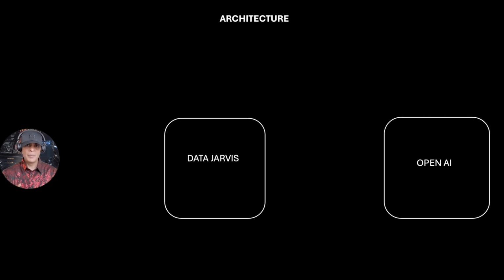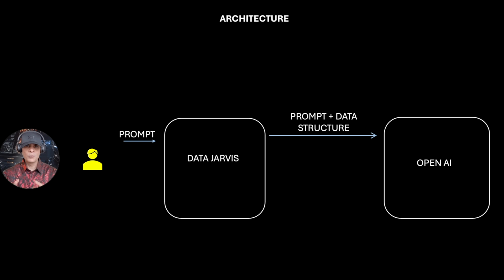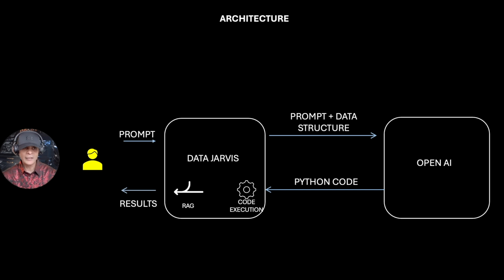Now let us see the architecture. I'll be loading the data in my platform DATAJARVIS.ai and then I will ask DATAJARVIS machine learning questions through prompts in plain English. DATAJARVIS will send the structure of the data and the prompt to the OpenAI GPT model and get back Python code. And this Python code will be executed by DATAJARVIS. It will also inject some additional visualization using the RAG technique, or the retrieval augmented generation technique. And finally, the results are returned back to the user.